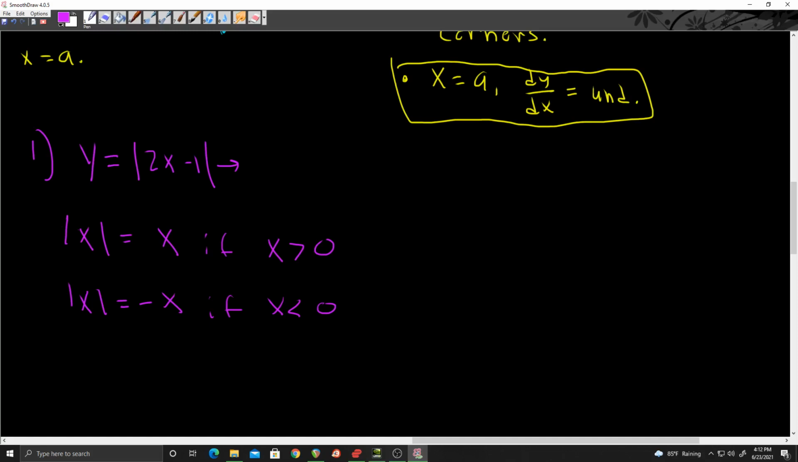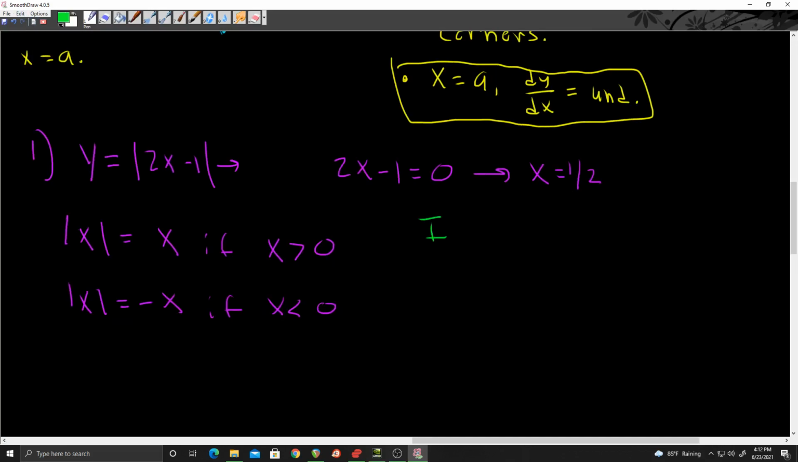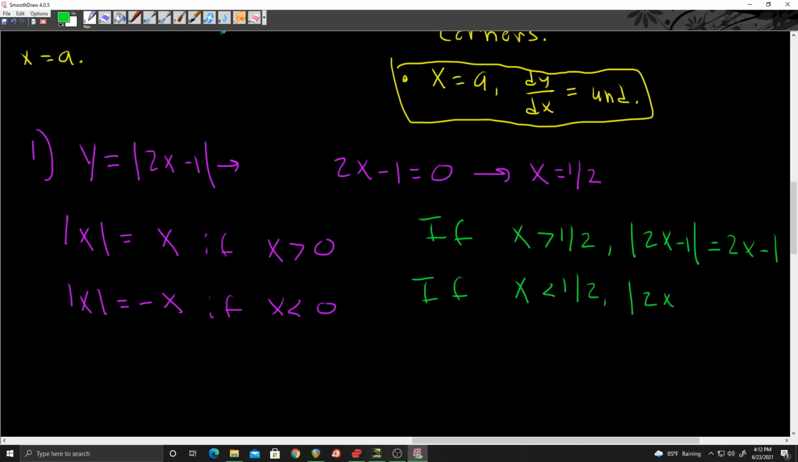So we're going to apply that right up here. Let's take 2x minus 1, set that equal to 0, and solve. If we add 1 and divide by 2, we get x equals 1/2. What this means is that if x is bigger than 1/2, then the absolute value of 2x minus 1 is exactly 2x minus 1. However, if x is less than 1/2, then the absolute value of 2x minus 1 is the negative of 2x minus 1.